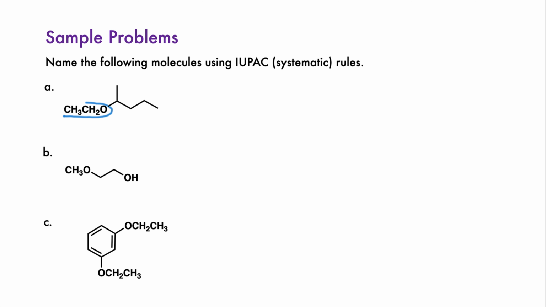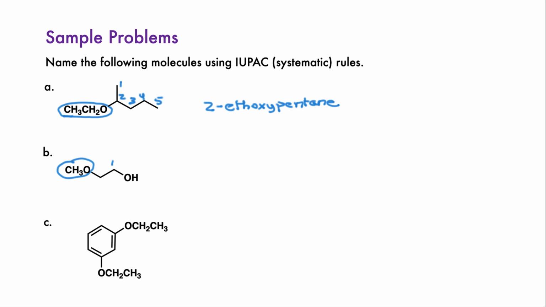In the first molecule, the smaller half of the ether with 2 carbons is an ethoxy substituent. The parent alkane is the bigger side with 5 carbons, which is a pentane. Give the ethoxy substituent the lowest possible number on the parent chain. This molecule is 2-ethoxypentane.